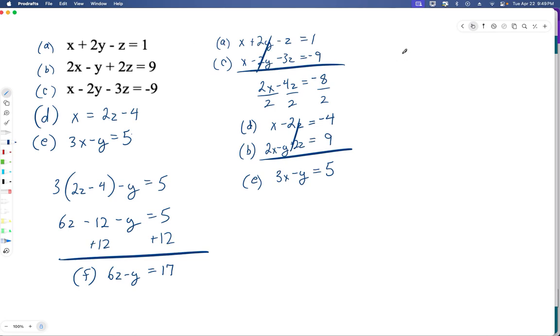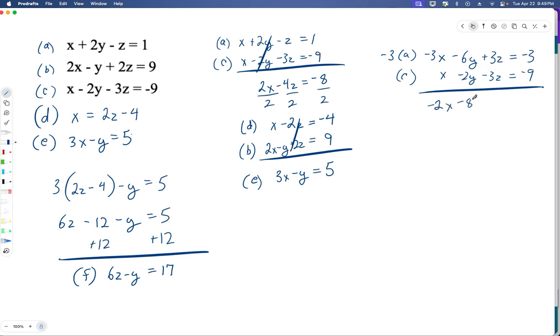All right, let's take A and multiply it by negative 3, so negative 3 times A. That gives me negative 3x minus 6y plus 3z is equal to negative 3. And I'm going to use C just the way it is. That gives me x minus 2y minus 3z is equal to negative 9. All right, so negative 2x, negative 8y, these cancel. That's negative 12. Everything's divisible by negative 2.